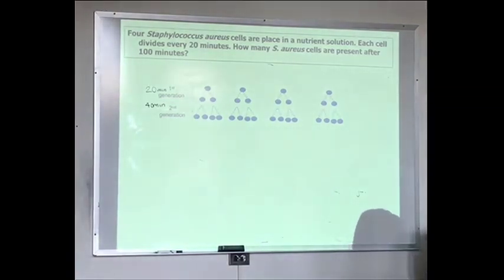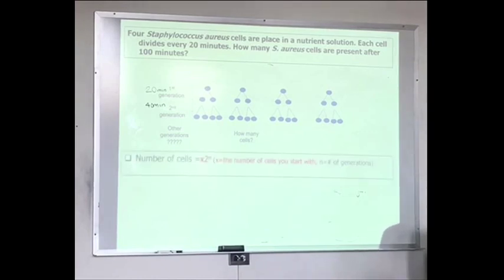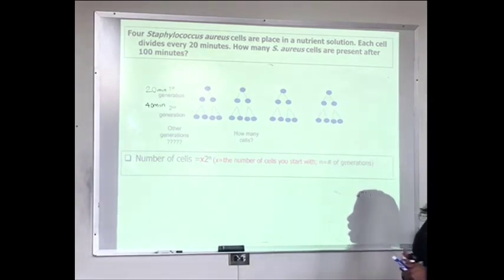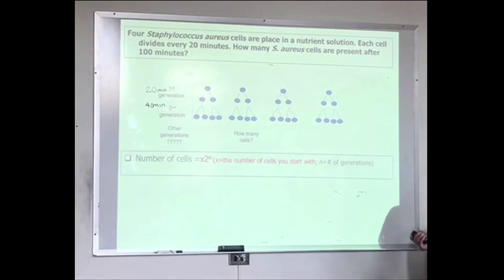So we want to know a total of how many generations, because we're beyond 40 minutes, right? They want to know how many staphylococcal cells are present after 100 minutes. All right, so this is the formula that we use. We took this from the previous page. So you need to figure out what is X and what is N for your formula. So what is X? How do you figure out X?